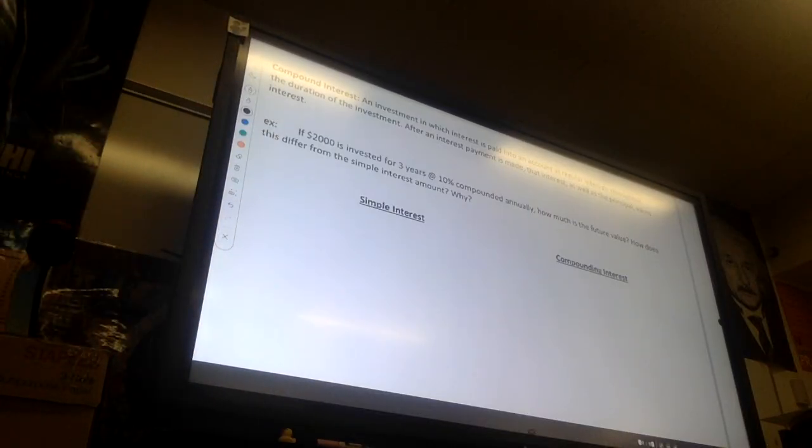So compounded interest, an investment in which interest is paid into an account at regular intervals throughout the duration of the investment. After each interest payment is made, that interest as well as the principal earns interest. So example, $2,000 invested for 3 years at 10%, compounded annually. How much is this future value, and how does this differ?